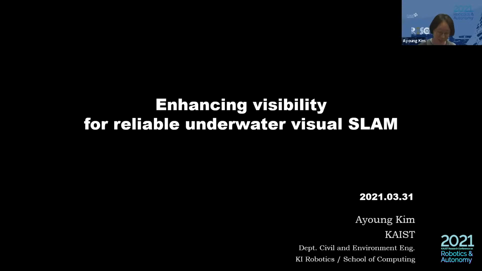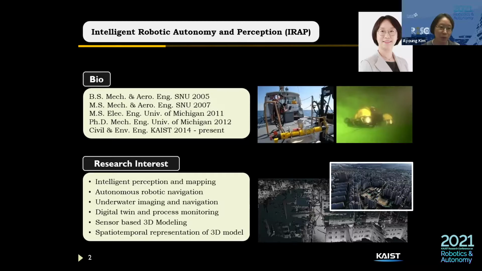Anyway, today I'll talk about enhancing visibility, about how we can improve the visibility of an image taken underwater. Before starting, I want to briefly introduce my background. I have a background in mechanical engineering, but during my PhD program, I worked on underwater robots. This is me at the University of Michigan, where I did my PhD. Michigan is right in the middle of the US and there's no sea nearby. This is me at one of the lakes nearby.